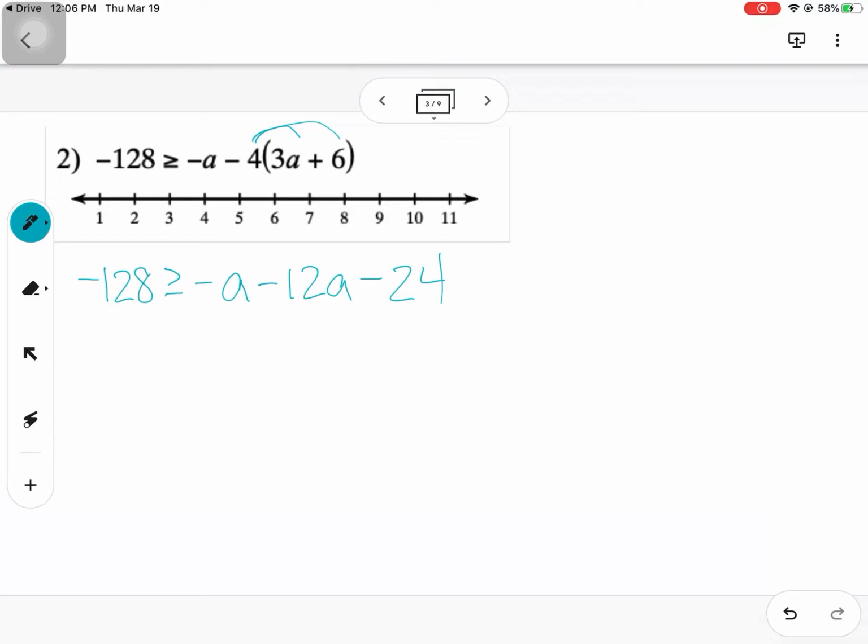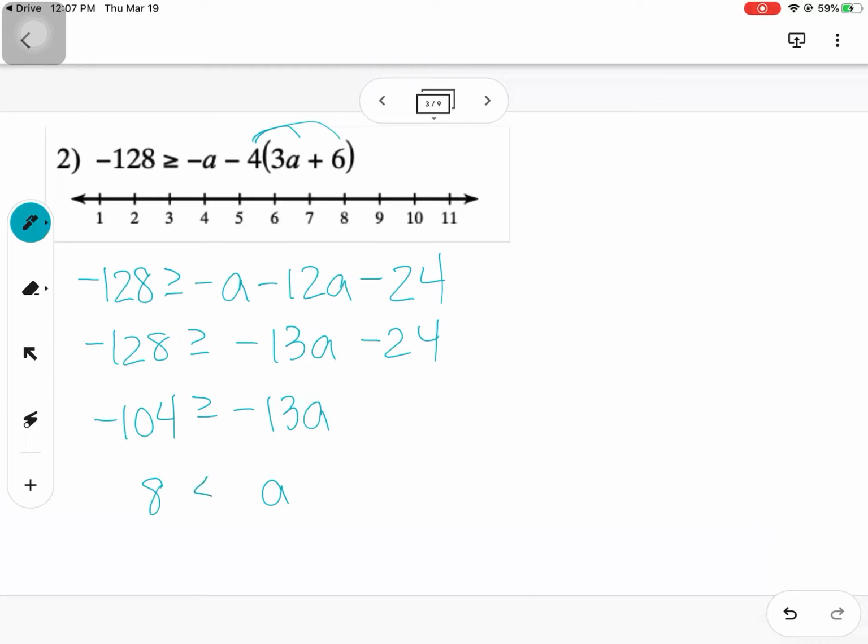Then I'm going to combine some like terms. So let's see, I have negative 128 is less than or equal to negative 13a minus 24. And if I add that 24 over, I'm going to get negative 104 is less than or equal to negative 13a. And then 104 divided by the 13 gives me 8. And the a, because I divided by a negative, it is very important that you flip your inequality here. And remember, anytime you divide both sides by a negative, so here I divided by negative 13, that inequality will flip.